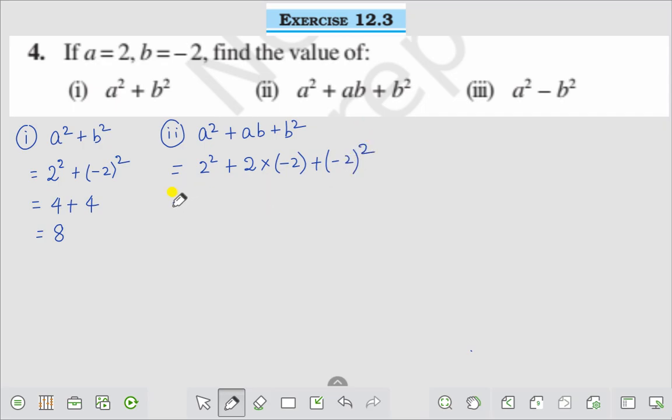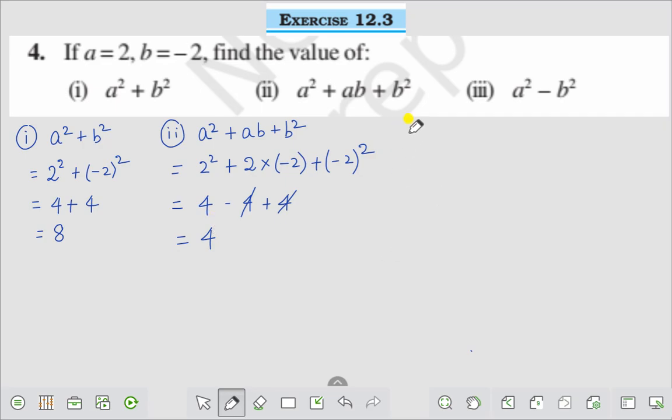Then we are getting 2 to the 4 plus, 2 into minus 2, that is minus 4, plus minus 2 into minus 2 is plus 4, right? Plus 4 minus 4 will cancel, therefore the answer we are getting is 4.